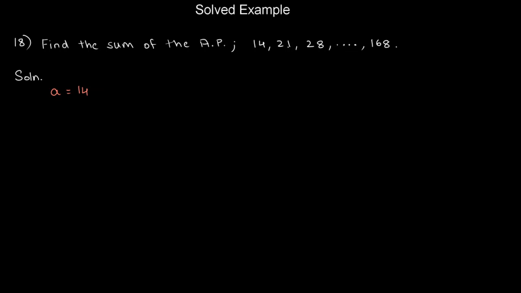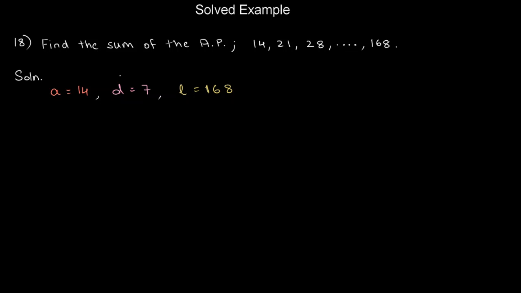I can also get the difference between any two consecutive terms, which is basically our common difference. I can say the common difference d is equal to 21 minus 14, 7. 28 minus 21 is also 7. So the common difference d is 7, right? And I know the last term of this entire series is 168. So I can say last term L is equal to 168, right?